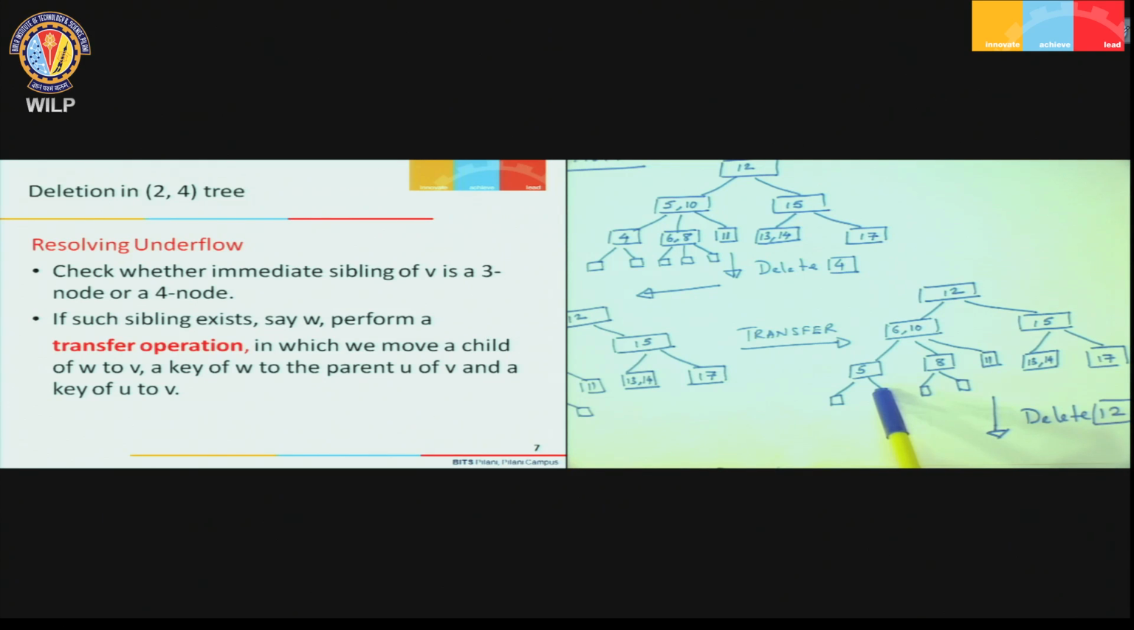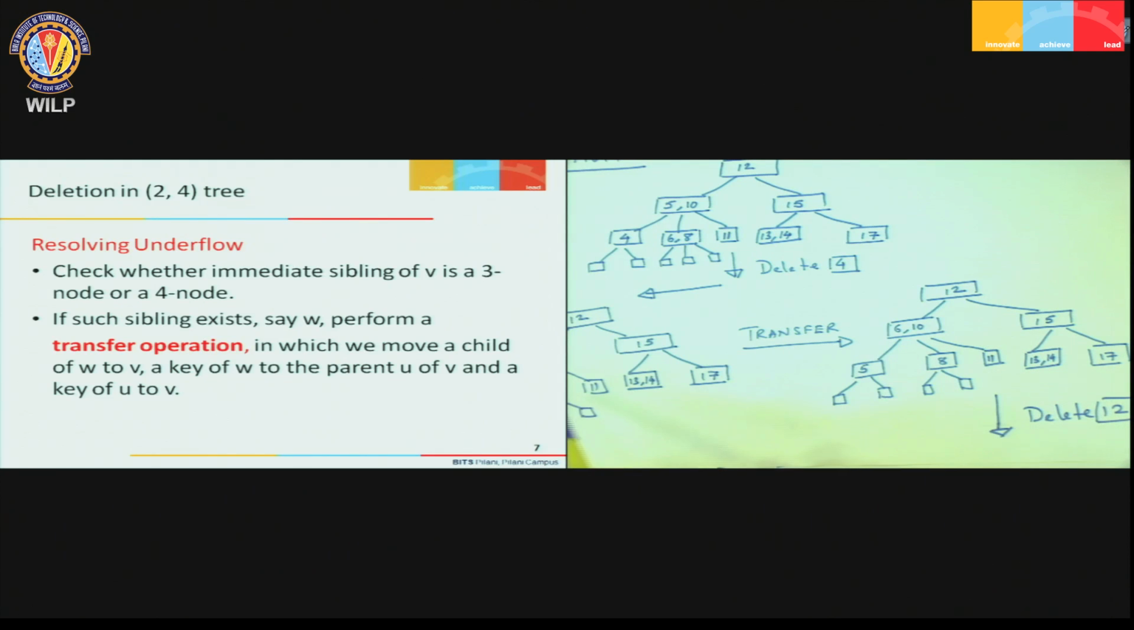We also move a key from W to the parent of U. So, we move 6, which is a key in W, to the parent of V, which is here. So, 6 is moved here and a key from the parent is moved to V, correct. So, under the transfer operation, we move a child of W to V, a key of W to the parent U of V, and a key of U to V, right.